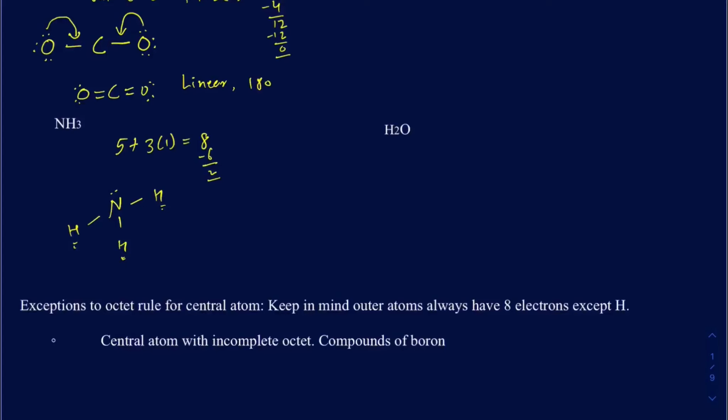Okay, so what's going to be the shape here? Well, we got 4 electron domains, so your electronic geometry would be tetrahedral. However, since there is a lone pair on the nitrogen, your shape is not going to be the same as the electronic geometry, and as a result, your shape would be trigonal pyramid.